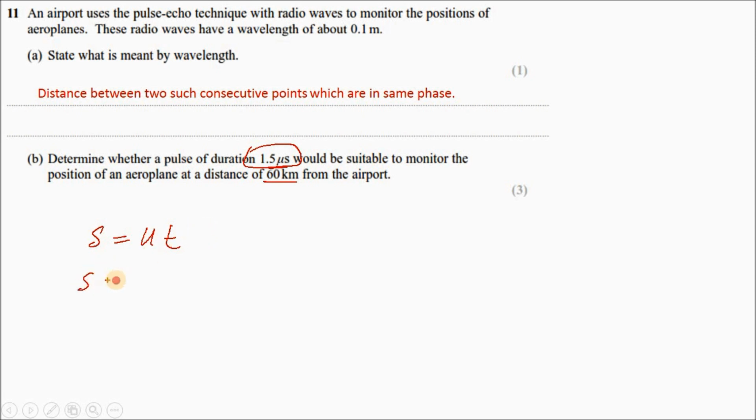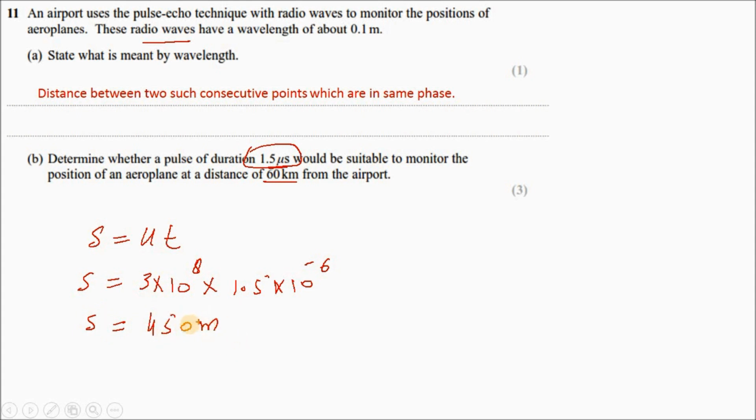So S, U is because they are using radio waves, electromagnetic. So 3 into 10 to the power 8 into time. Time is given 1.5 into 10 to the power minus 6 because of micro. So your distance would be equal to 450 meter.